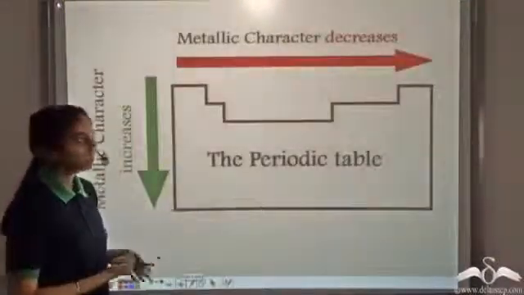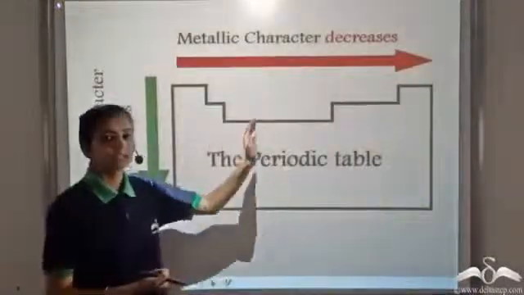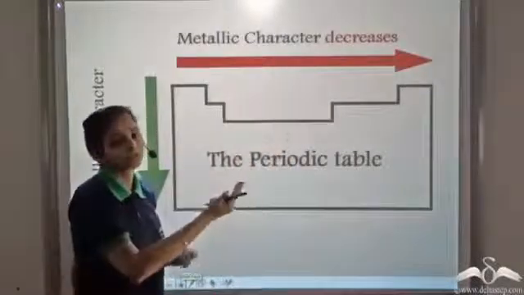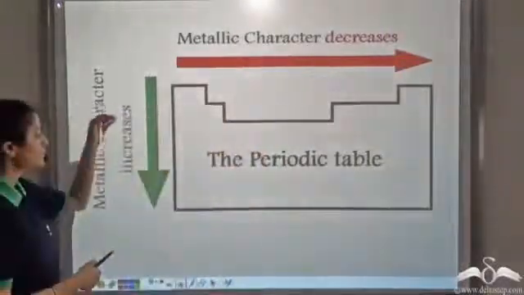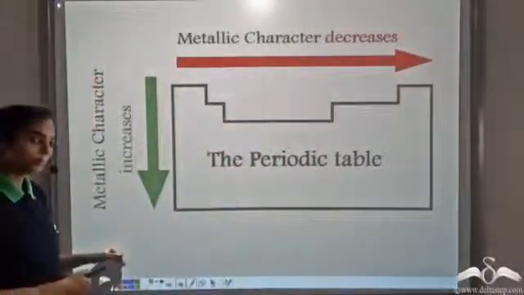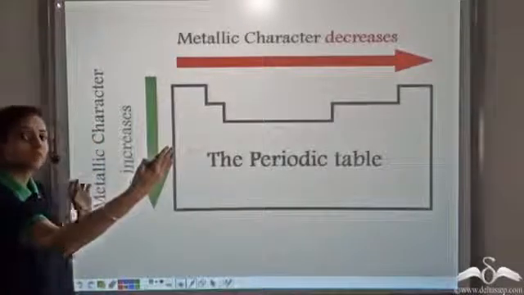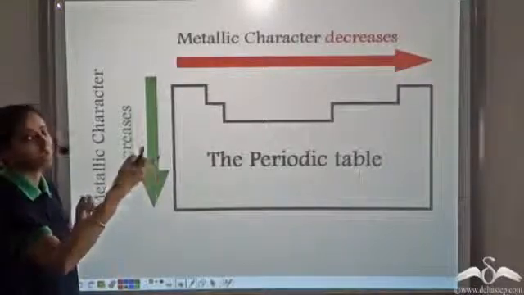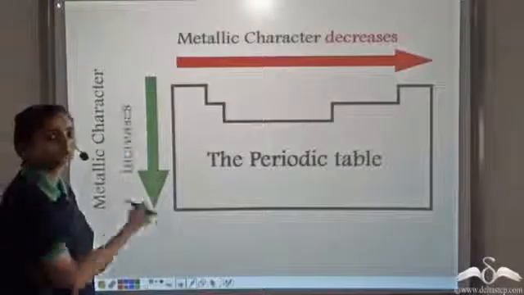So in a periodic table, when we move from left to right in a period, the atomic size decreases. Due to the decrease in atomic size, the ease to remove the electrons also decreases, and so the metallic character decreases. When we move from top to bottom in a group, the atomic size increases. This leads to increased distance between the outermost shell and the nucleus. So the electrons are held loosely, they can be easily removed, and so the metallic character increases on moving from top to bottom in a group.